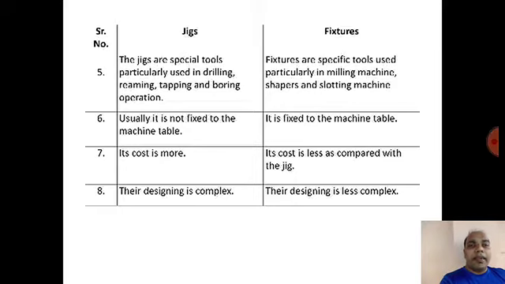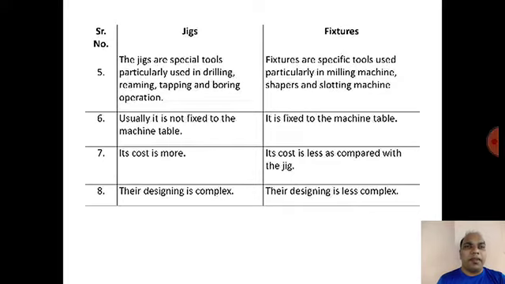Now their designing is complex. That means the designing of the jig is complex because it has to mainly serve three functions. First, it has to serve the location principle, that is the 3-2-1 principle, which we are going to see in the upcoming lectures. Then it has to guide the tool towards the workpiece. Then it has to adhere with the component.